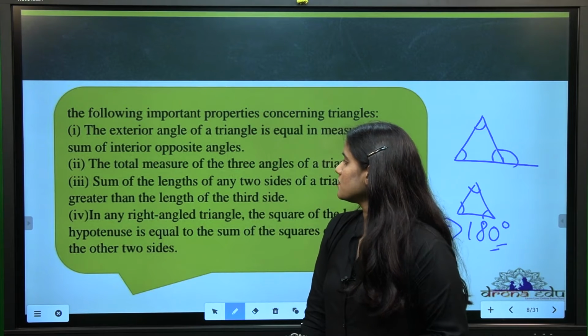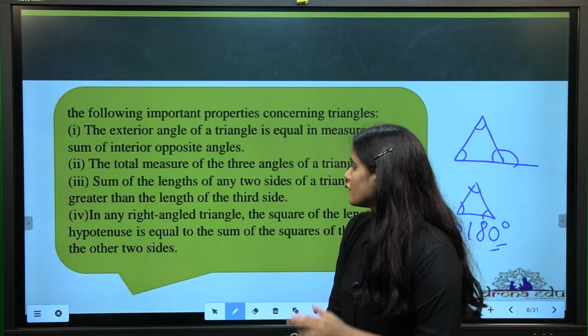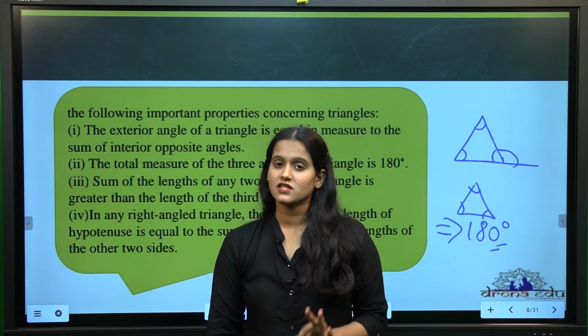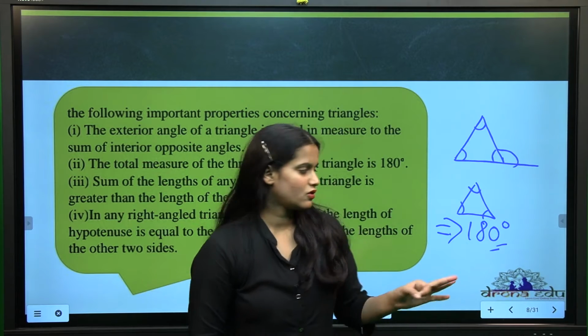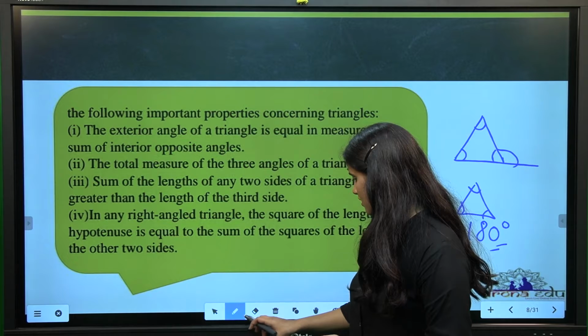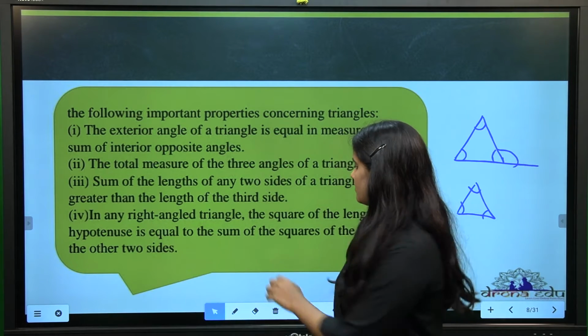Then the sum of the lengths of any 2 sides of a triangle is greater than the length of the third side. This is very important. Why? I'll just show you with our construction. So for example, okay, can't erase it, right? 1 minute.